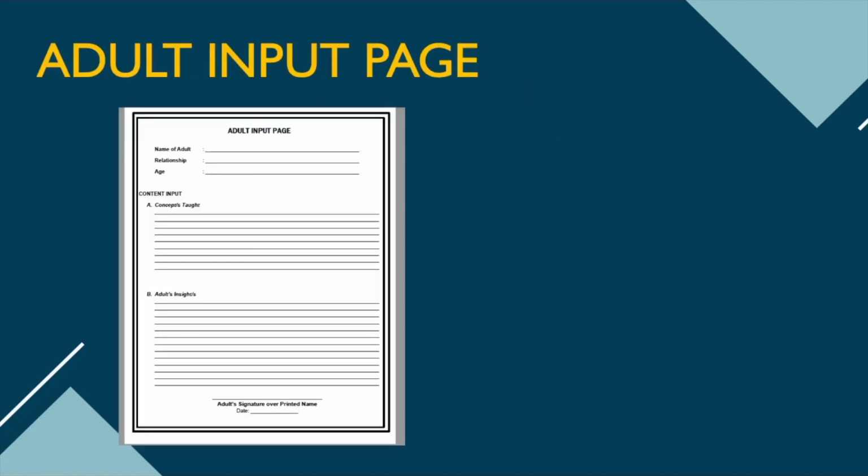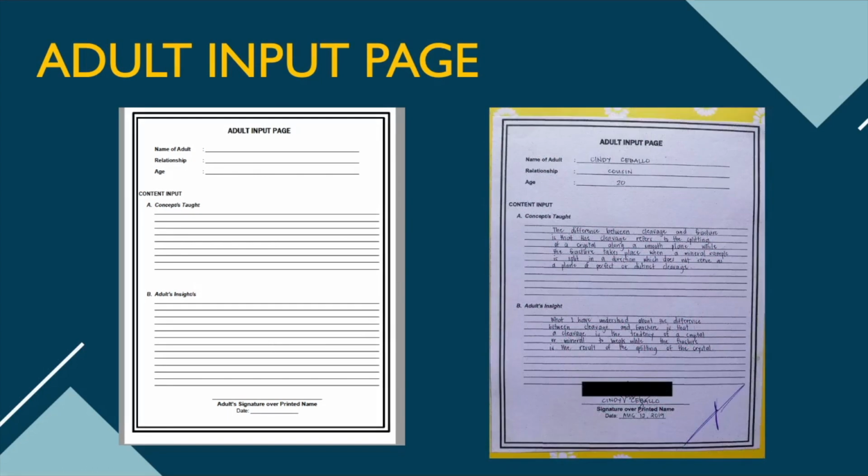This is what an adult input page looks like. We have the details of the adult, the content input, which contains concepts taught and adults' insights. Of course, you need to let that adult sign his or her name and affix the date. This one is an example of a signed adult input page.